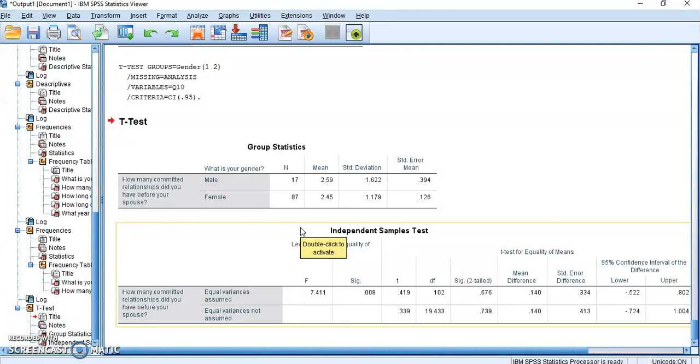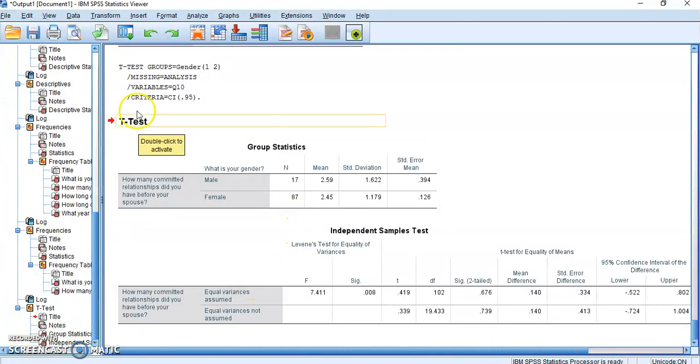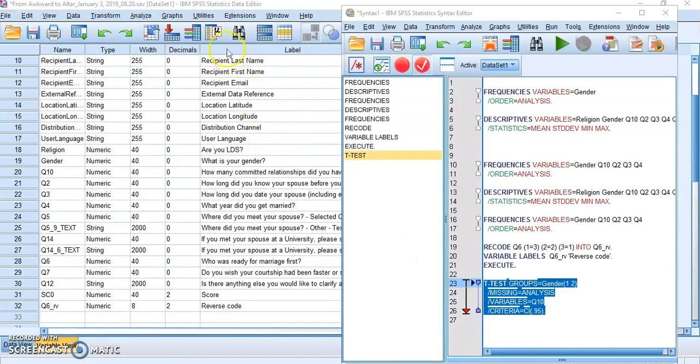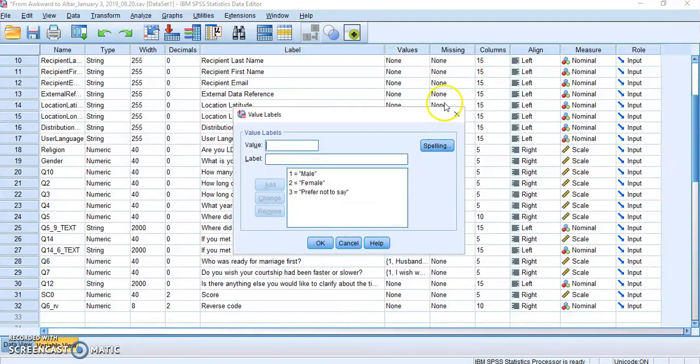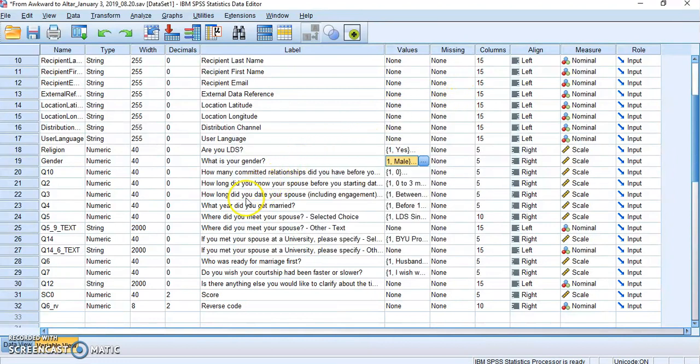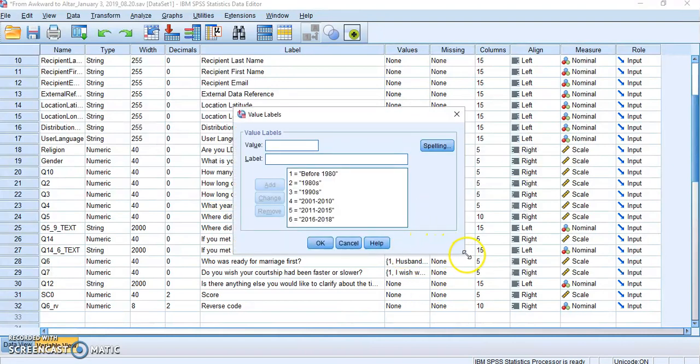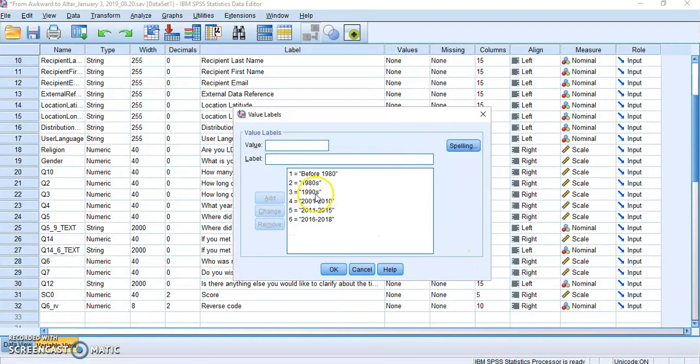The last thing I wanted to do was show you exactly what you can do with groups. So this was easy because gender was already in groups. But what if I wanted to group these individuals differently? Let's say I wanted to group everyone that got married before 2010 and everyone that got married after 2010.